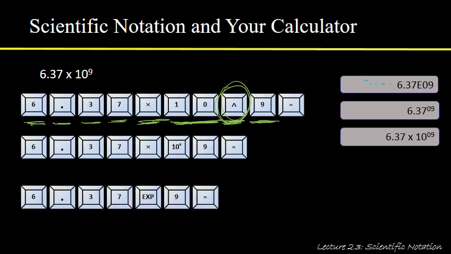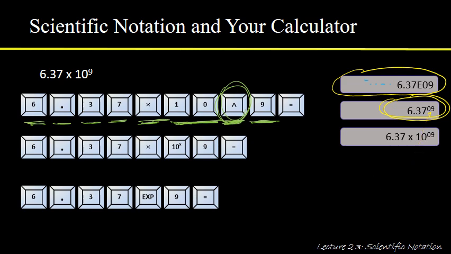I apologize. I keep hitting the wrong button and my little things are popping up. All right. So your calculator might display it like this. It might display it like this with a superscript 09 that doesn't show the 10 in there, and you just have to understand that there's an implied times 10 before that 9. Right?